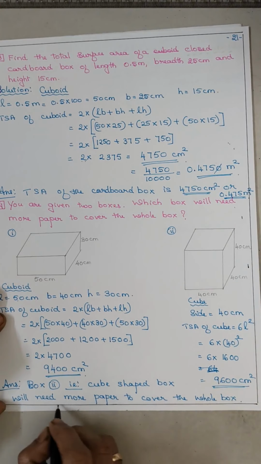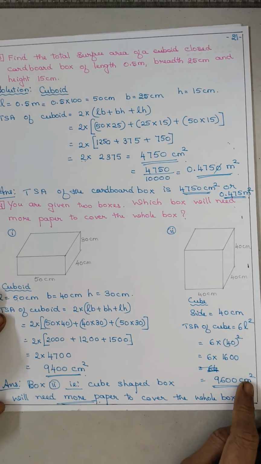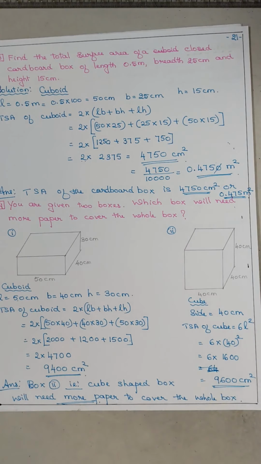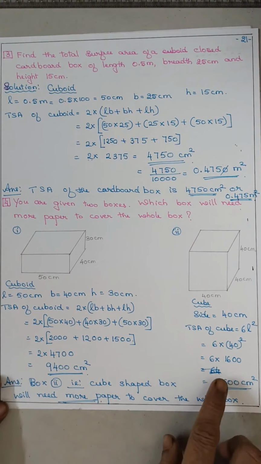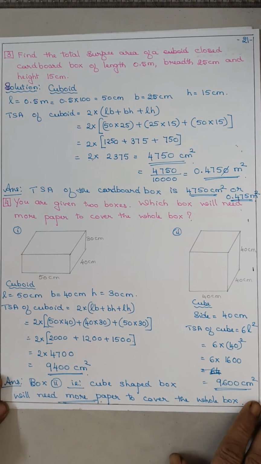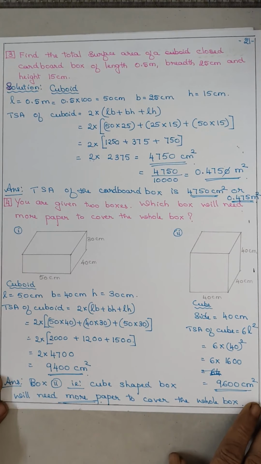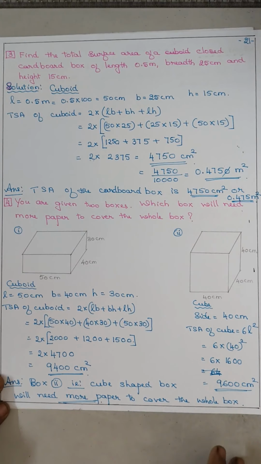Understood? The area, total surface area of the cube is more. That is why that will need more paper to cover the whole box. Please give importance to the calculation. The slight mistakes in the calculation, then you will lose the mark, isn't it?